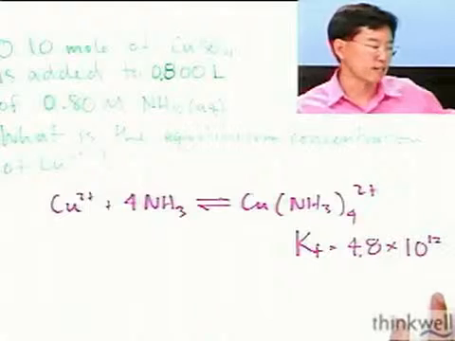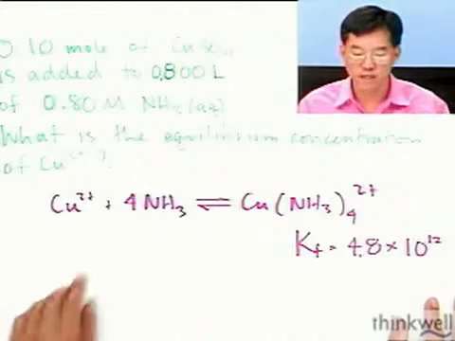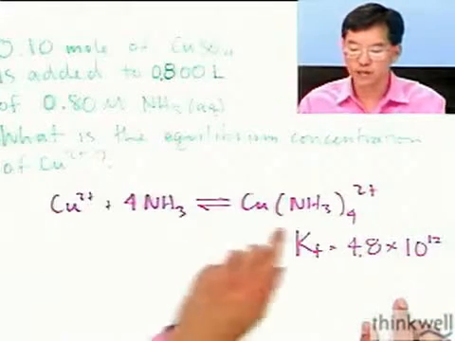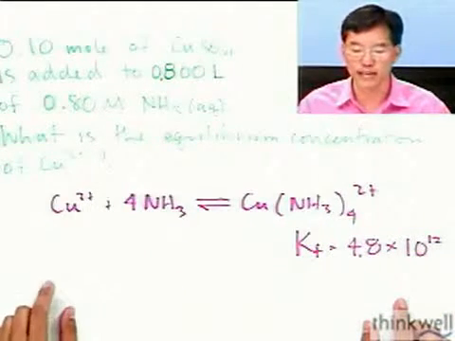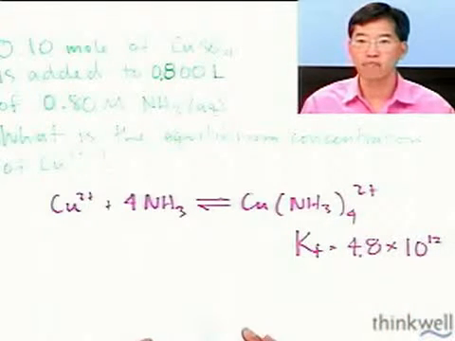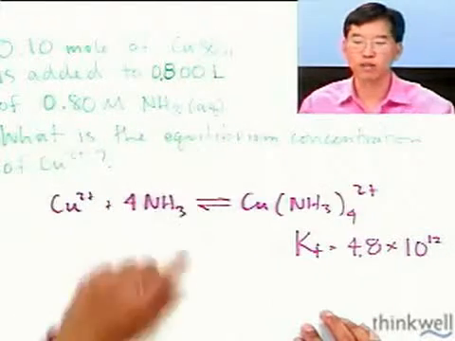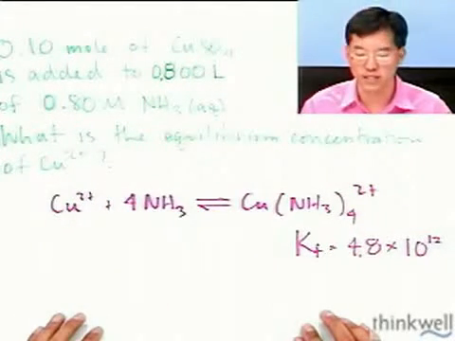So how do we use things like dissociation constants? Let's go ahead and use our 4.8 times 10 to the 12th for the formation of the tetraammine copper 2+ cation. Suppose we start with 800 milliliters of 0.8 molar ammonia in a beaker, and then we start adding copper sulfate. Suppose we add 1/10 of a mole of copper sulfate to this solution.